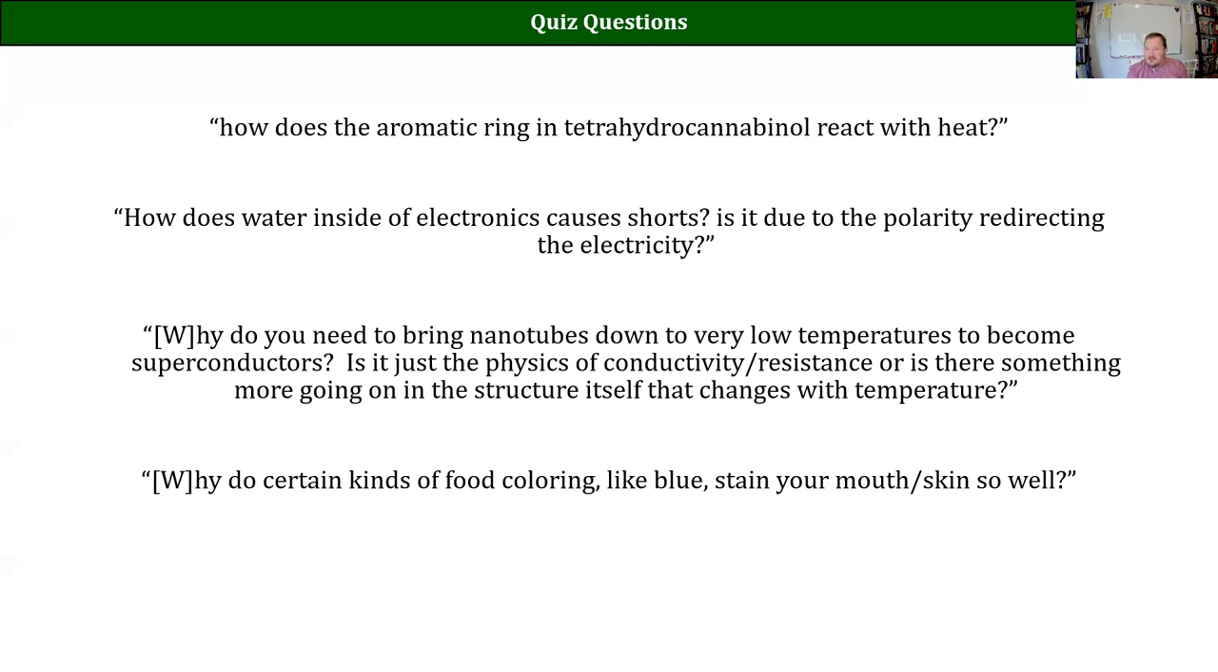I think Elke asked about one of these questions. How does the aromatic ring in tetrahydrocannabinol react with heat? What you're thinking of is probably not the tetrahydrocannabinol or THC reacting with heat. It's actually tetrahydrocannabinolic acid.